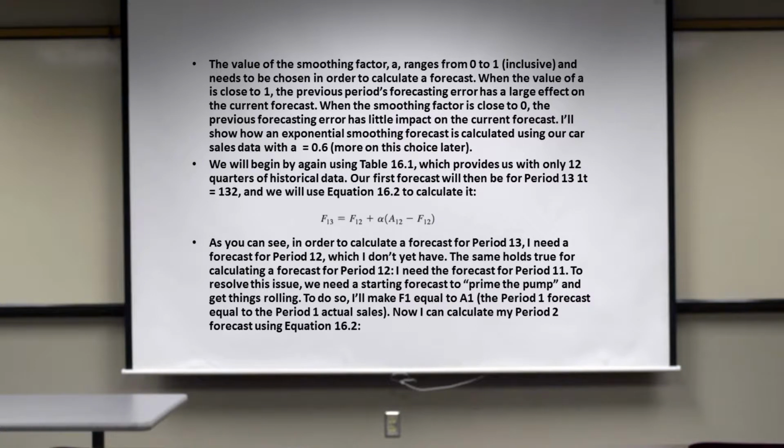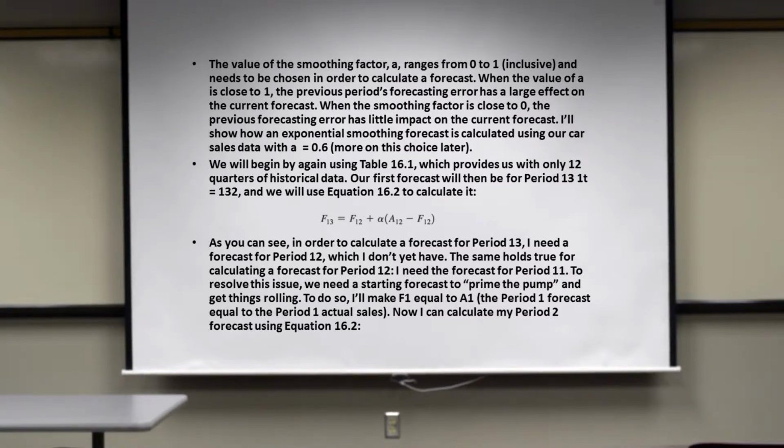The value of the smoothing factor alpha ranges from 0 to 1 inclusive and needs to be chosen in order to calculate a forecast. When the value of alpha is close to 1, the previous period forecasting error has a large effect on the current forecast. When the smoothing factor is close to 0, the previous forecasting error has little impact on the current forecast.